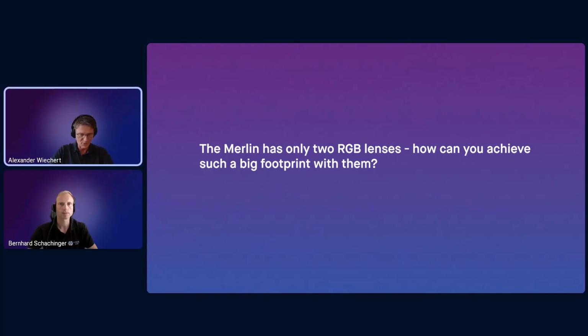Because of these unique lenses with a big image circle, we have this very specific and unique feature of the Merlin: two true nadir lenses with 3 CMOS sensors behind, and that gives us this huge footprint of 37,500 pixels.